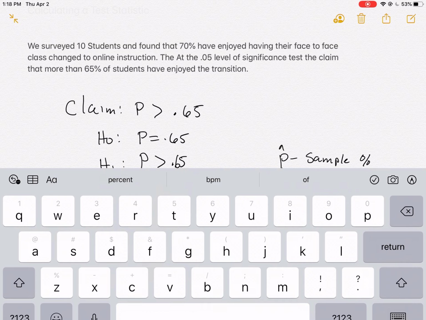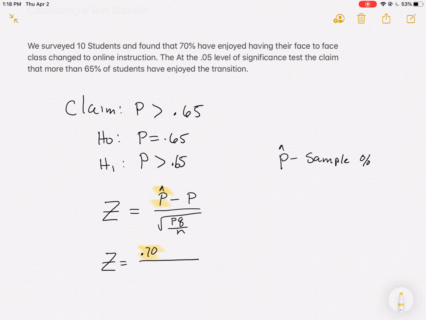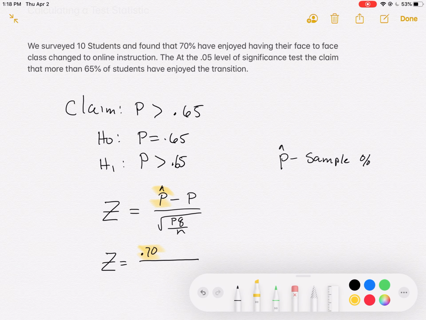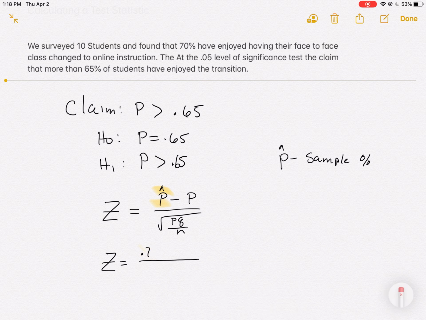It won't let me highlight it. I should have realized that I couldn't go up there and do that. So p hat is the sample percentage, and we know that that is 70%. p is right here. That's one of the reasons why most books have transitioned to this being the way that we write the null hypothesis, with the flat out equal sign. And so that is 0.65.